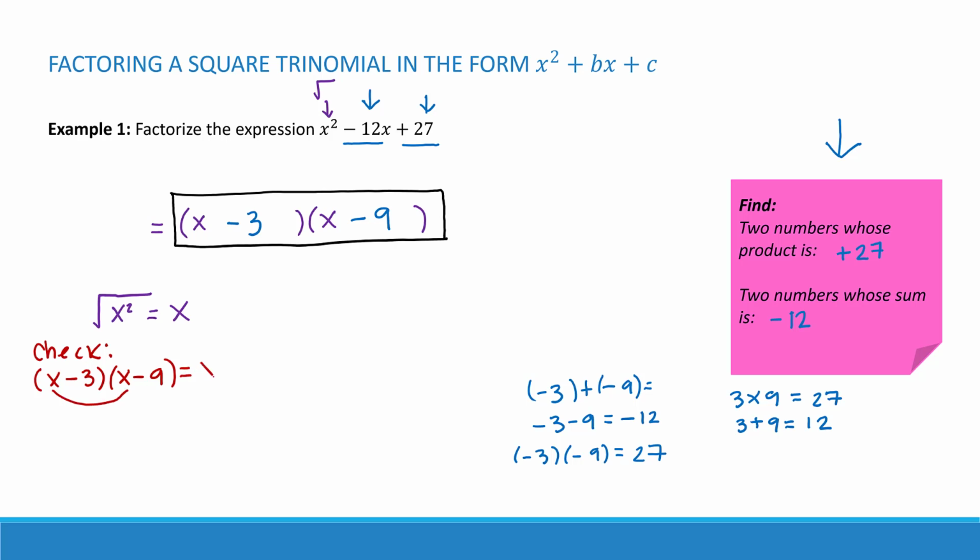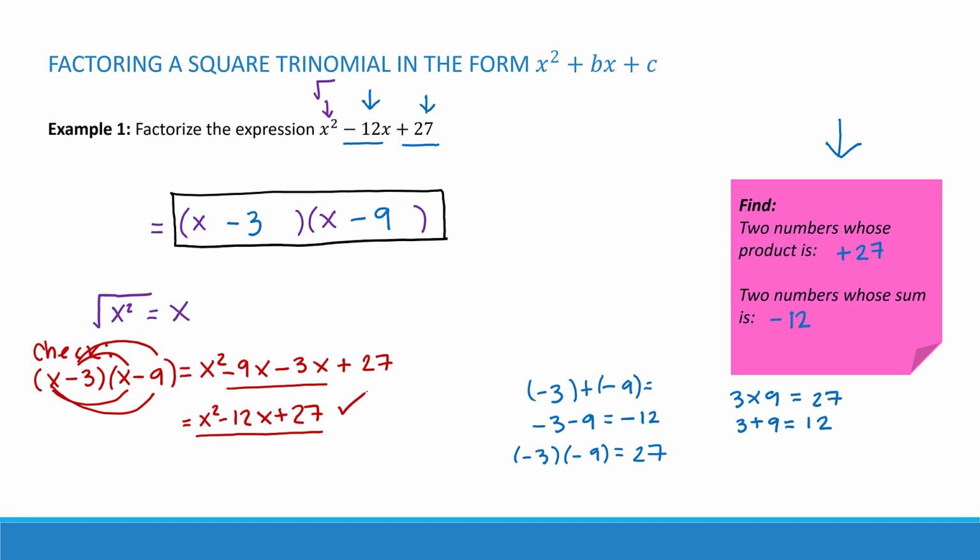x times x, x squared. x times minus 9, minus 9x. Minus 3 times x, minus 3x. And minus 3 times minus 9 is positive 27. Now we can simplify like terms, and we get x squared minus 12x plus 27, which is what we had in our original equation, so our factorization is correct.